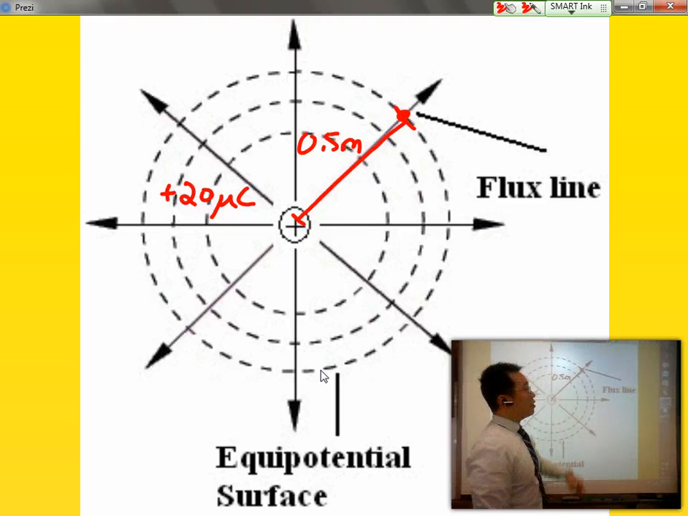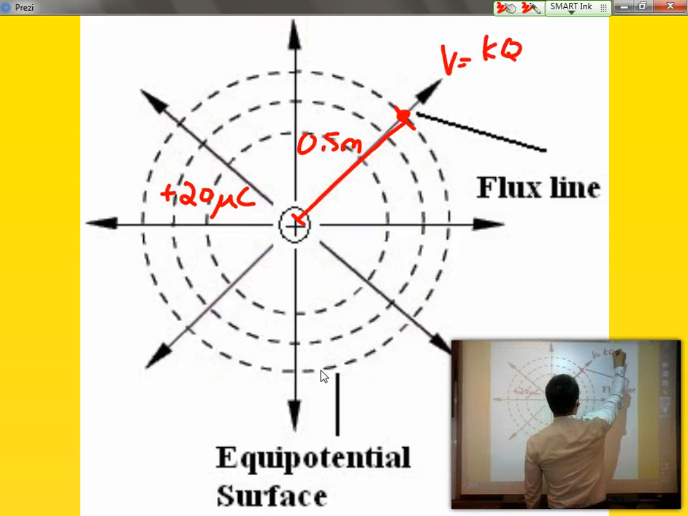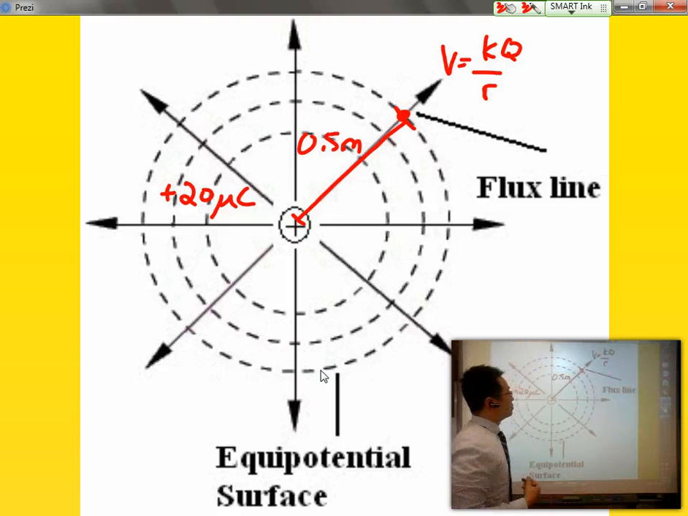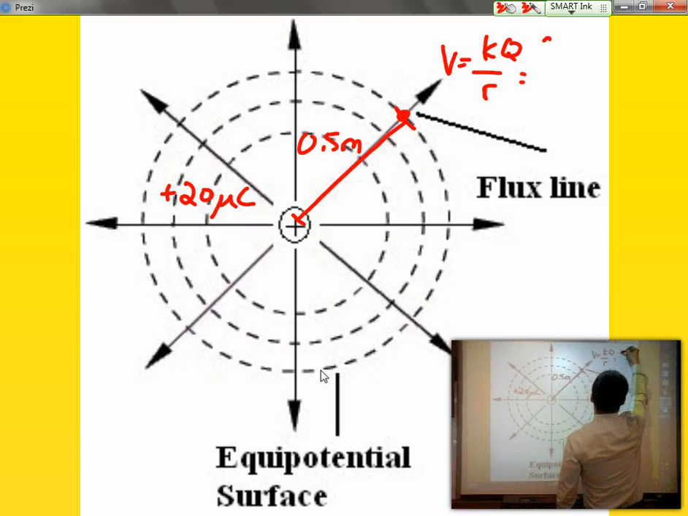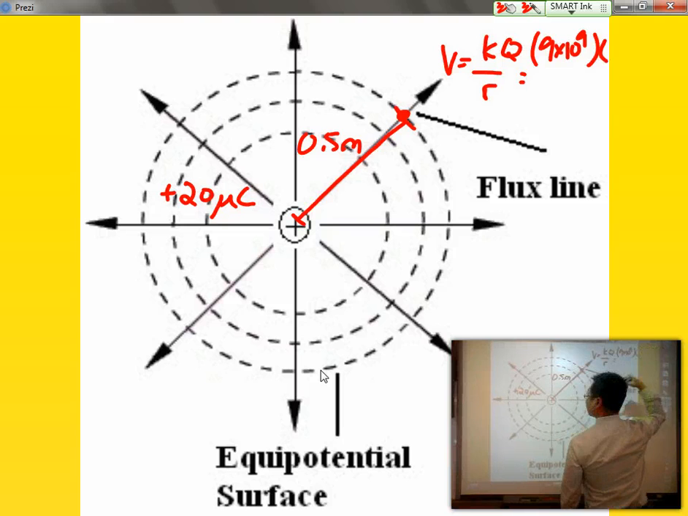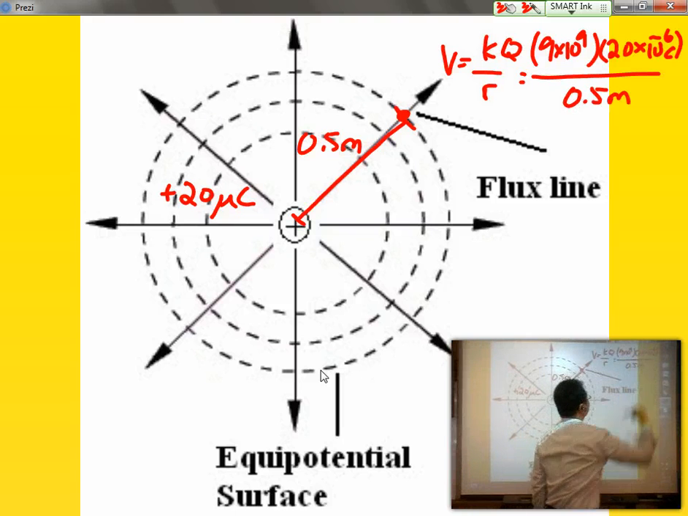Okay, so at 0.5 meters, if I want to solve for the electric potential, V would equal KQ over R. It's a positive charge, so it's going to be a positive Q. So it would simply become 9 times 10 to the 9th newton meter squared over coulomb squared, but I'm running out of space, times 20 times 10 to the negative 6 coulombs divided by 0.5 meters.